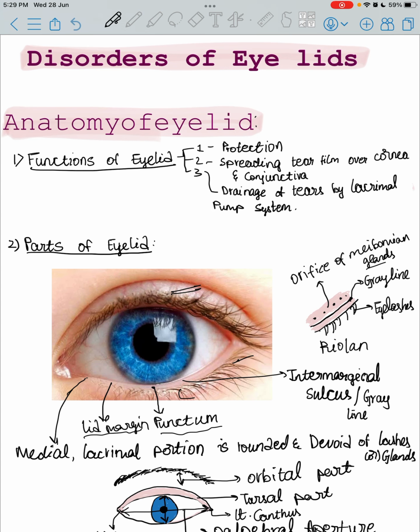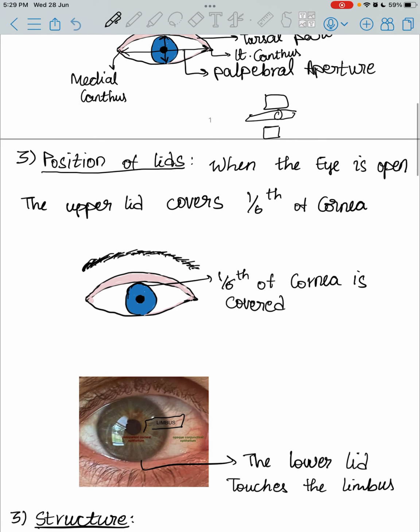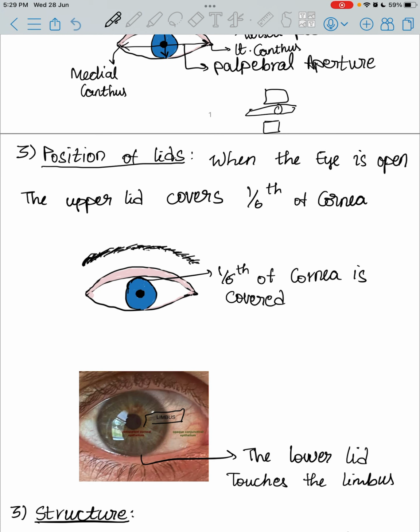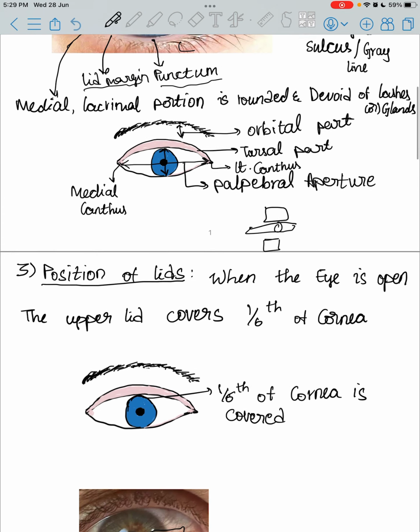Position of eyelid. When the eyes are open, the upper lid covers about 1/6 of the cornea and the lower lid touches the limbus. As we can see in the picture depicted here, we can clearly view the limbus, which is the junction between the cornea and conjunctiva. And when we open our eyes, the upper lid covers 1/6 of the cornea.